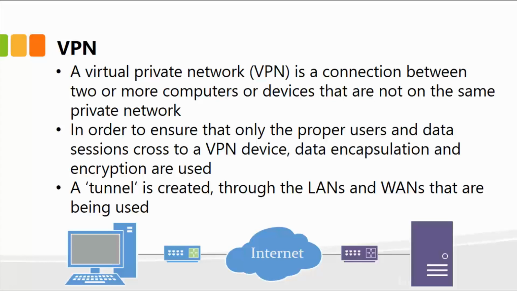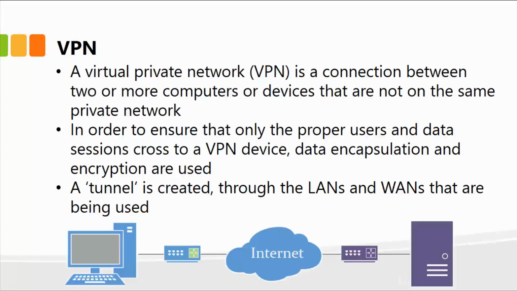In order to ensure that only the proper users or authenticated users and data sessions cross that virtual private network device, data encapsulation and encryption are used. Now, two different terms, encapsulation and encryption. Encapsulate means simply put everything together in one frame, packet, or header. And then encryption is, in fact, using certain algorithms to encrypt data so that during the travel, during the transfer, it cannot be read by anyone.